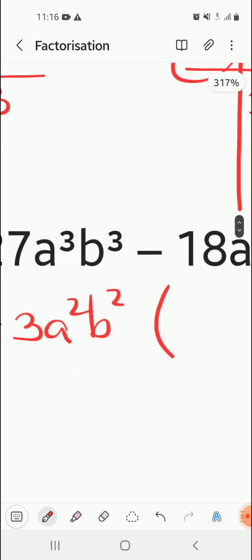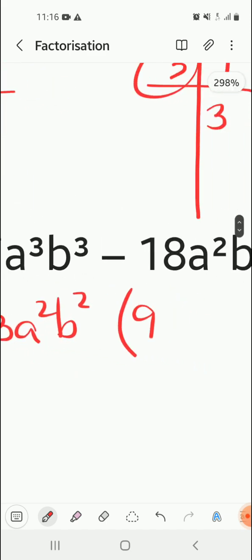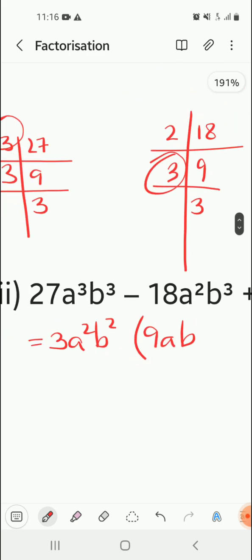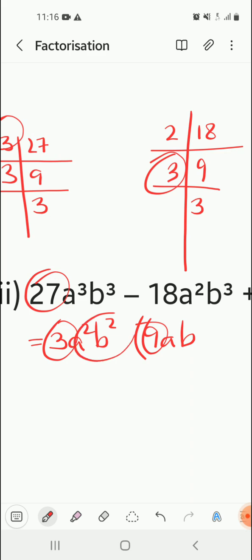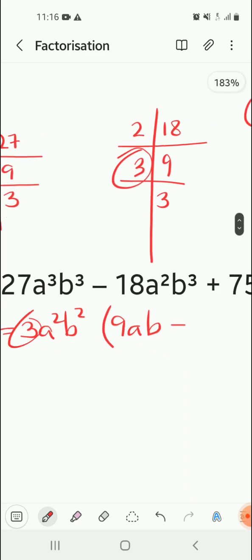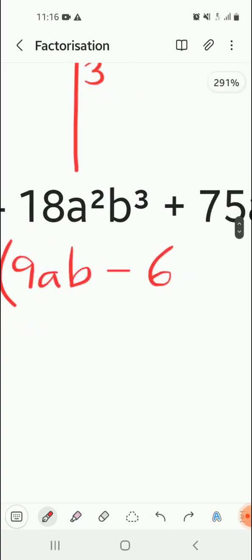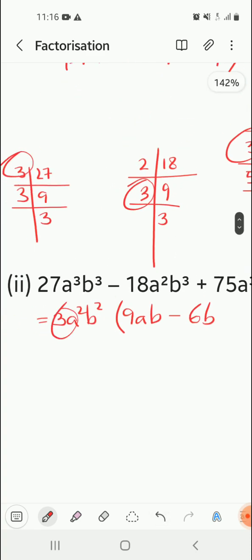So here what we are left with is 3 into 9 is 27, and we are left with a and b because both the powers are cube and here it is square. So 3 into 9 is 27, a square b square into ab is a cube b cube. Moving on, next put the minus sign that we have here. 3 into 6 is 18, so we are going to write 6 here. a square b cube. Here there is b cube and here there is b square, so we have to insert one more b. Check. 3 into 6 is 18. a square and b square into b is b cube.